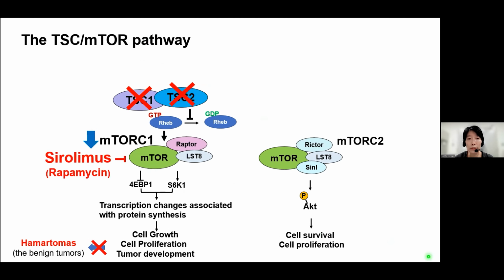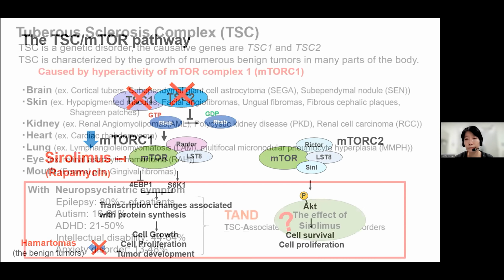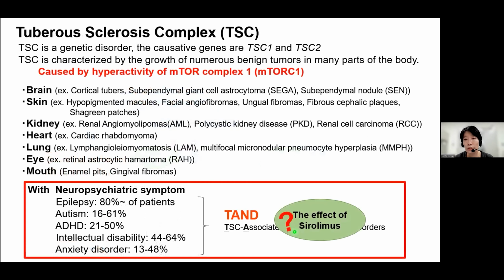The mTOR inhibitor Sirolimus suppresses the mTOR activity. Therefore, Sirolimus improves some symptoms in TSC. Sirolimus is known to be able to suppress hamartomas in TSC, but the effect of Sirolimus on TAND is not yet clear.